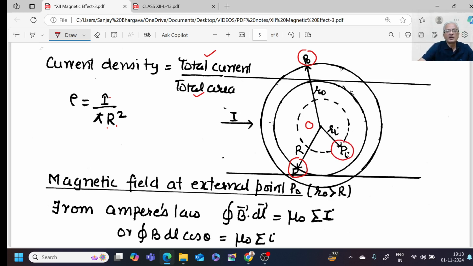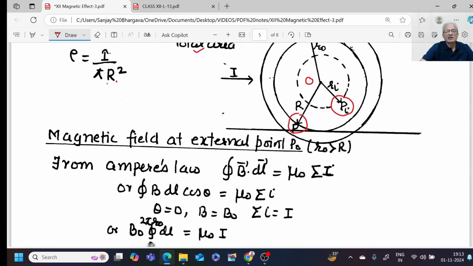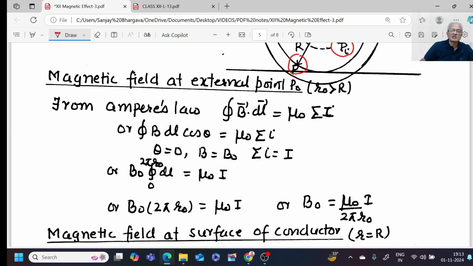First we like to calculate magnetic field at an external point P0 where R0 is greater than R. So O P0 is equal to R0, which is greater than R. Now from Amperes law, integration B dot dl must be equal to mu 0 times the sum of current enclosed. B dot dl cos theta must be equal to mu 0 summation I. In our case, theta is supposed to be 0, so cos 0 would be 1. B can be replaced by B0 and summation I is the total current I.